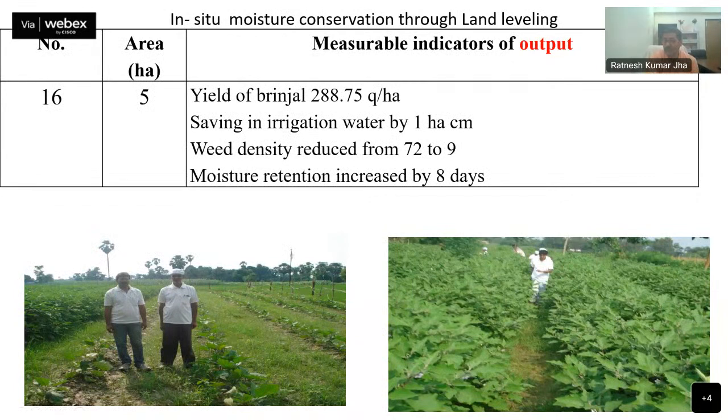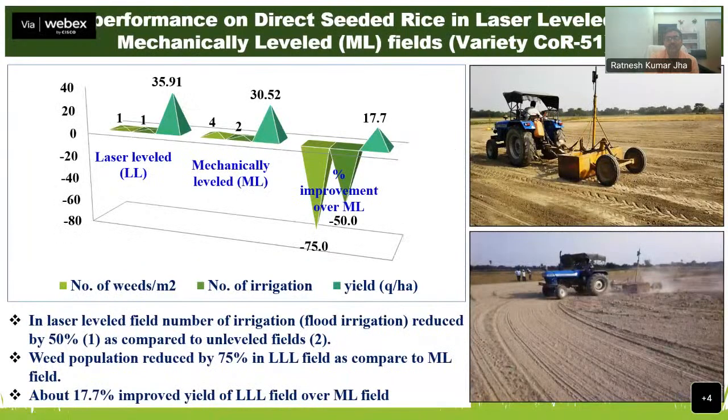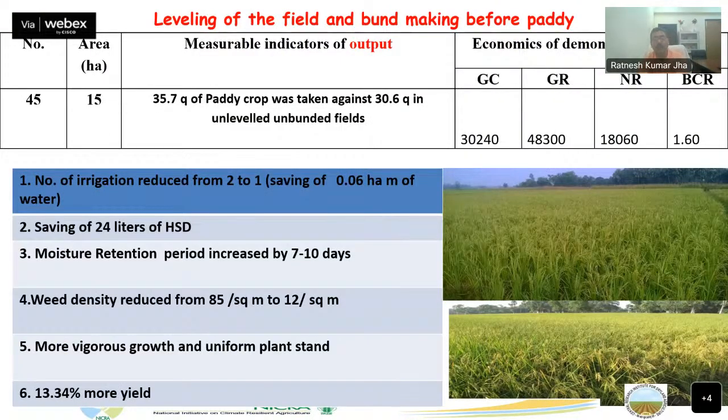Land leveling is one of the major components we are doing with the farmers. After leveling of the fields, vegetable crops can be taken. And again, you will see that after doing major leveling in the rice field also, productivity could be increased. The number of irrigations was reduced and productivity was increased by 17% against the normal. So again, this is one of the interventions.